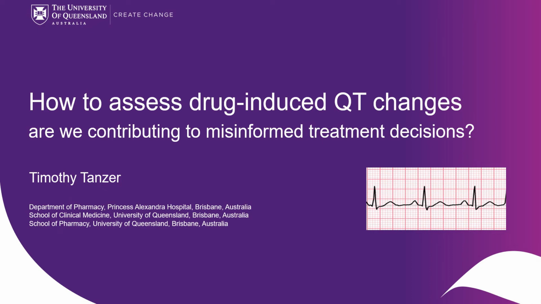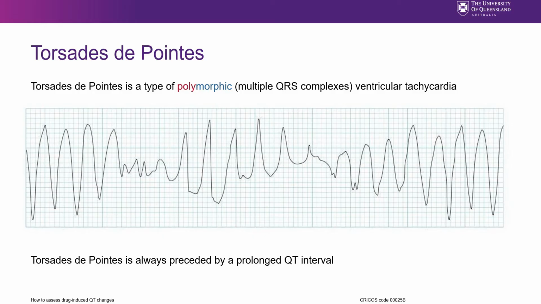Measuring the QT interval in clinical practice is important because of the risk of a condition known as torsades de pointes. Torsades de pointes is a type of polymorphic ventricular tachycardia, and it's French for twisting of the points. Its name represents the image that you see here. This is what an ECG looks like when someone is experiencing torsades de pointes.